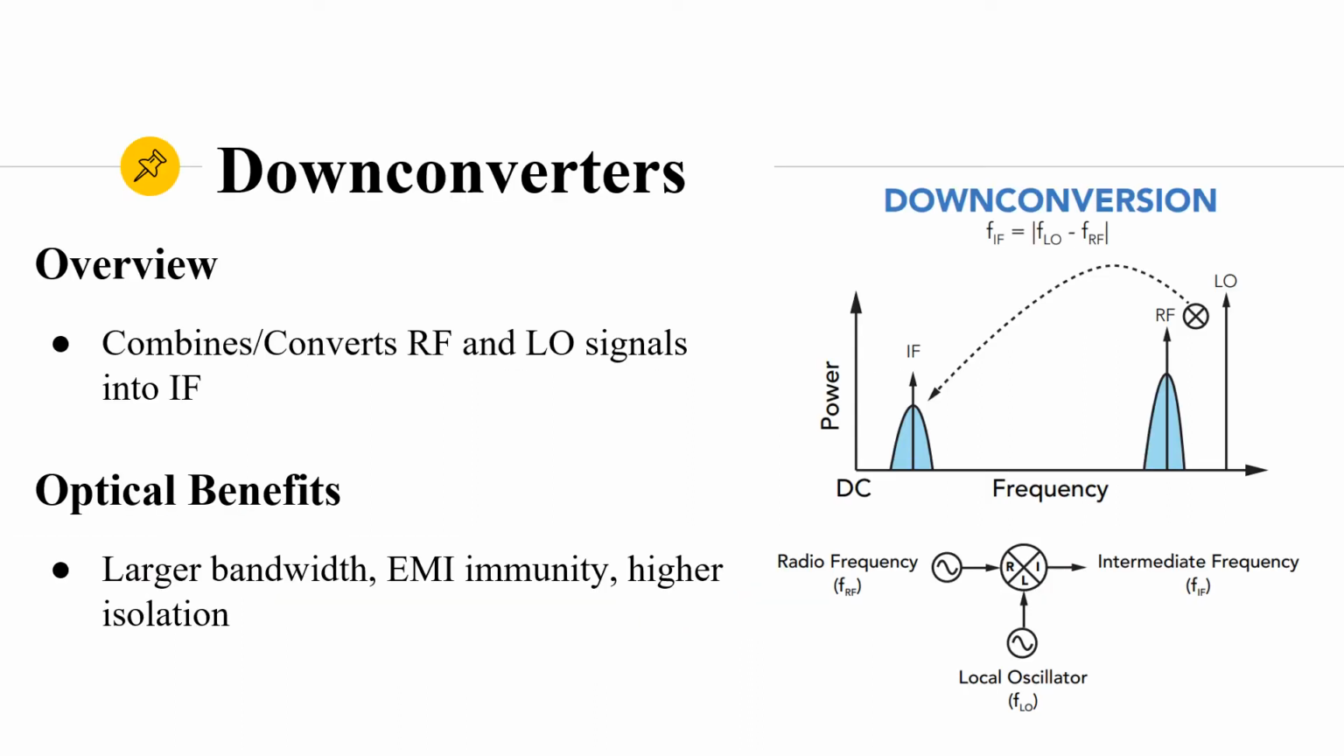I'll give you a quick top-level overview of what a downconverter is. Downconverters convert radio frequencies down into a more easily read intermediate frequency. This is done by combining the radio frequency with the local oscillator, and it's a process called frequency conversion and/or heterodyning. But now, our application uses an optical signal.